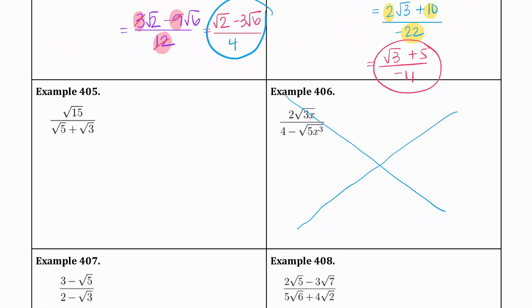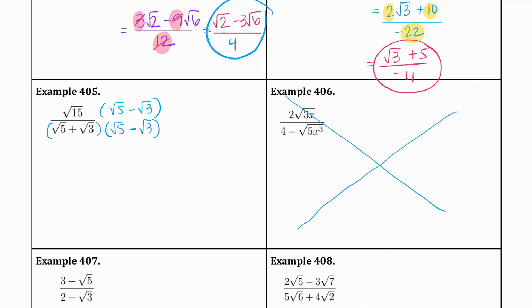All right, continuing with example 405. If we're trying to get rid of these radicals in the denominator, we're going to multiply by the conjugate. The conjugate in this case is square root of 5 minus square root of 3. Same thing on top.